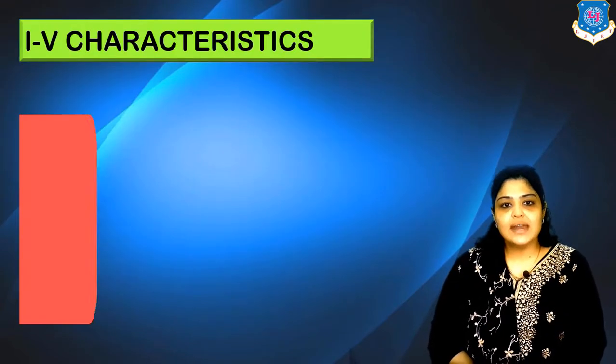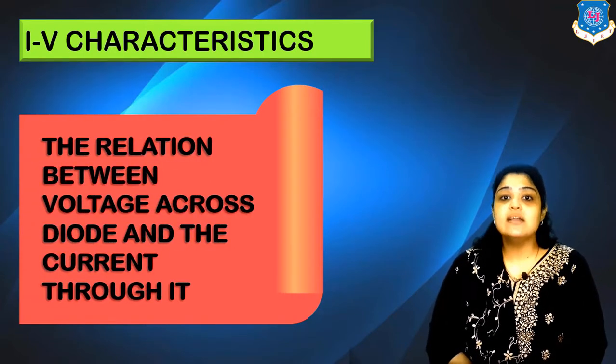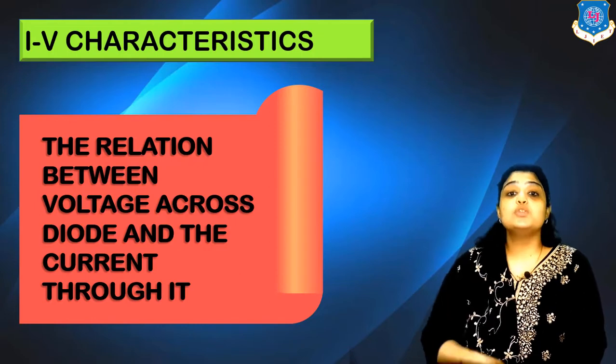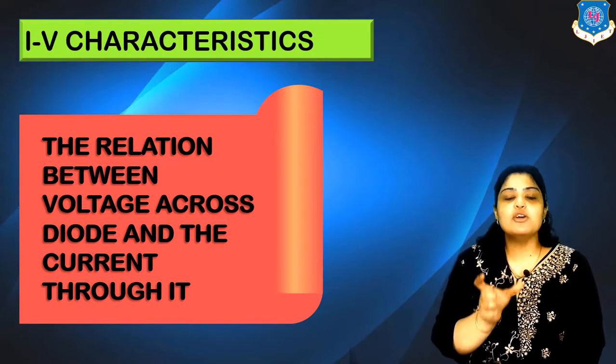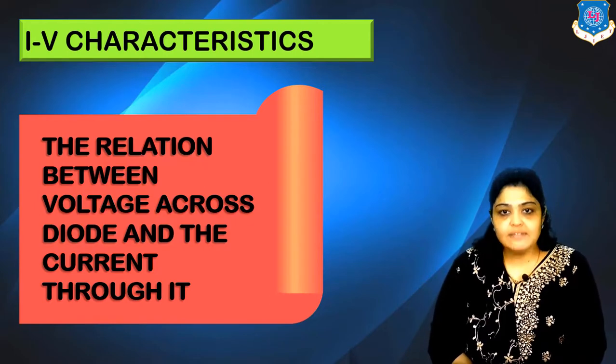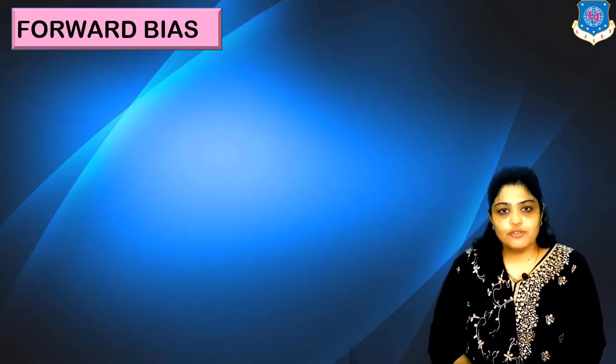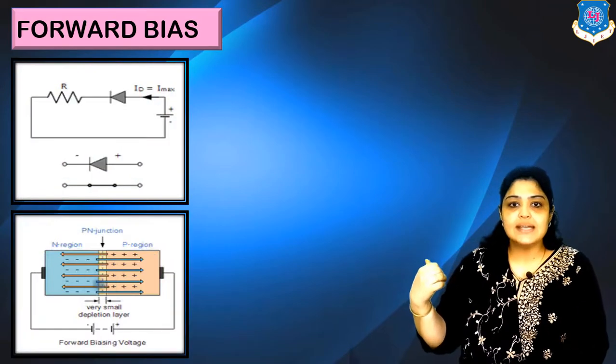Let's see what IV characteristics are. The relation between voltage across the diode and the current flowing through it. So whatever is the potential developed across the diode with respect to current, we call this graph as the IV characteristics. IV characteristics in case of forward bias. So this is the forward bias connection.